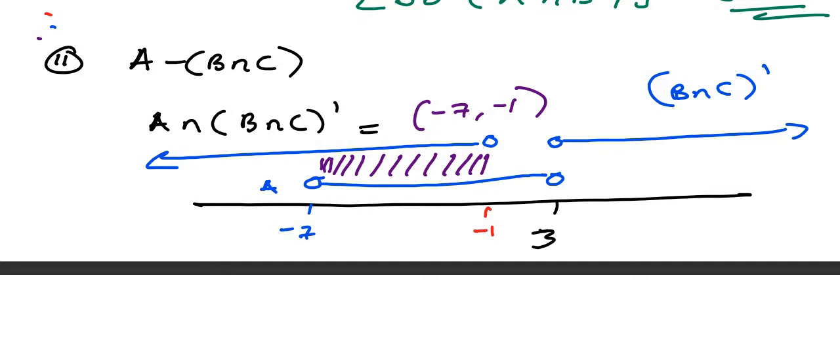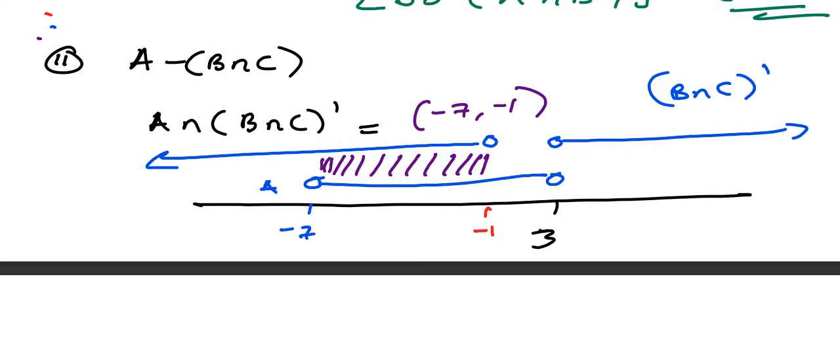But if it was closed and closed here, we would have added this to say union. We put a discrete set, would have put 3 like this, but then it's not in both sets. We're looking for intersection, right? What's common between B intersection C complement and A? So what's common is negative 7 to negative 1.